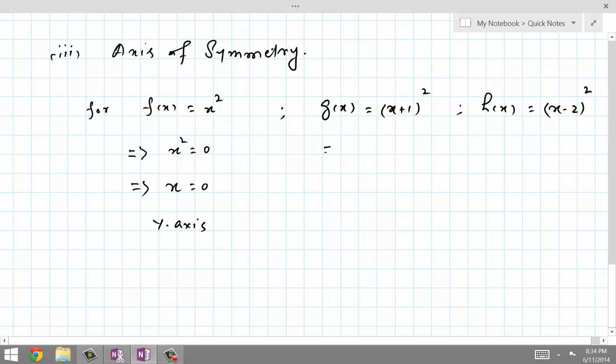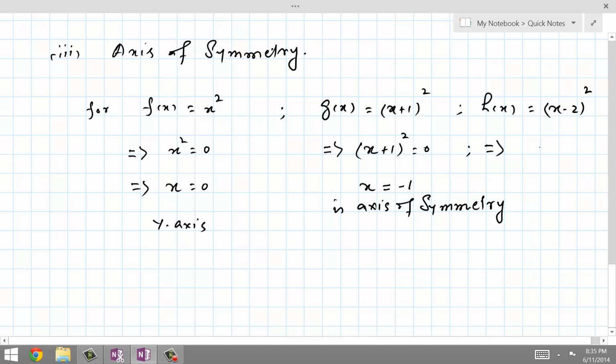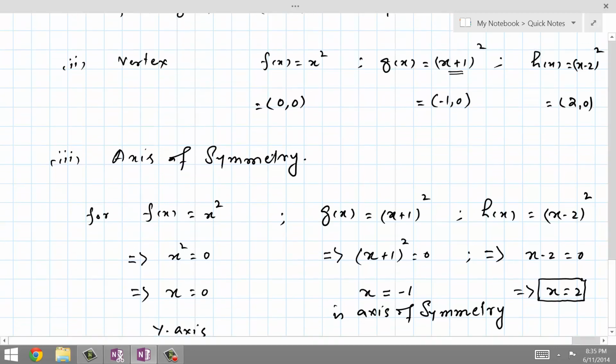And here, if we follow the same principle, it means (x plus 1) square is equal to 0, means x plus 1 equal to 0, or x equal to minus 1 is the axis of symmetry. And for this, the axis of symmetry is x minus 2 equal to 0, meaning x equal to 2. This is the axis of symmetry. So now you are comfortable finding the vertex and axis of symmetry.